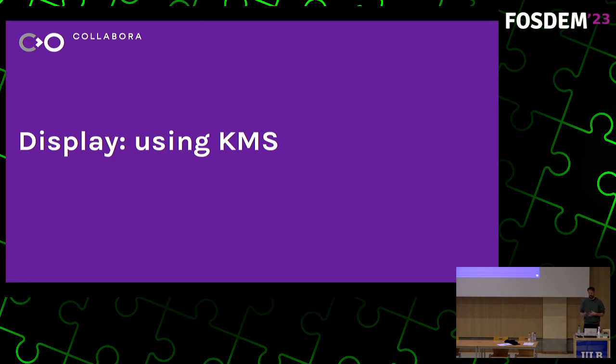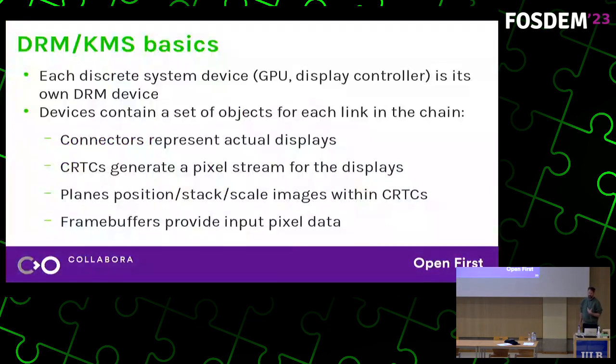So if we're looking at how KMS is actually put together, every single discrete device in your system is its own device. I just have an Intel laptop here, so I have one DRM device, which is the entire Intel GPU and display complex. If you're on ARM systems, usually you're going to have two devices. The display and GPU are separate IP blocks from separate vendors who aren't really on speaking terms. So you'll have one DRM device for your display controller and another DRM device for your GPU, and they're completely separate.